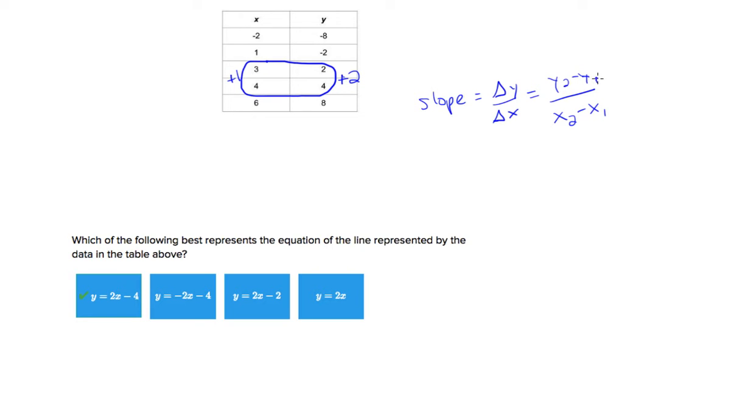So you could also do that, but the shortcut is just to look for the pattern in the table, and it comes out to 2 over 1. So that means every time x goes up by 1, y goes up by 2.